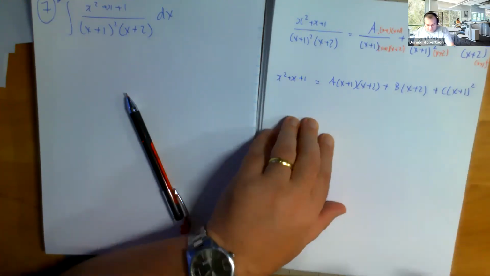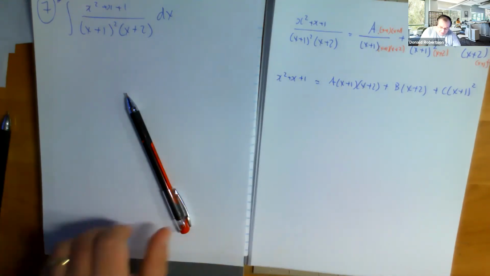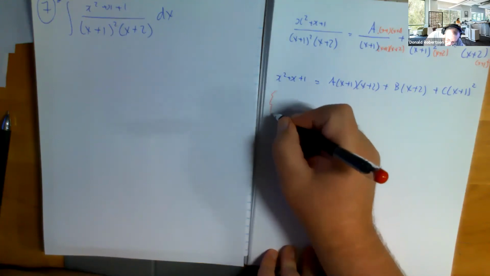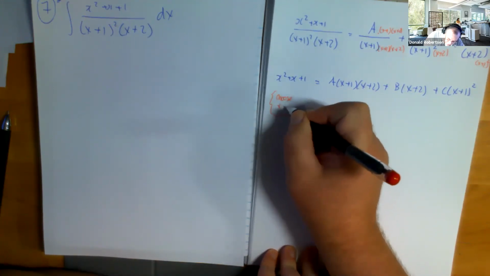And because all the methods are the same, we are still going to choose an x equals.